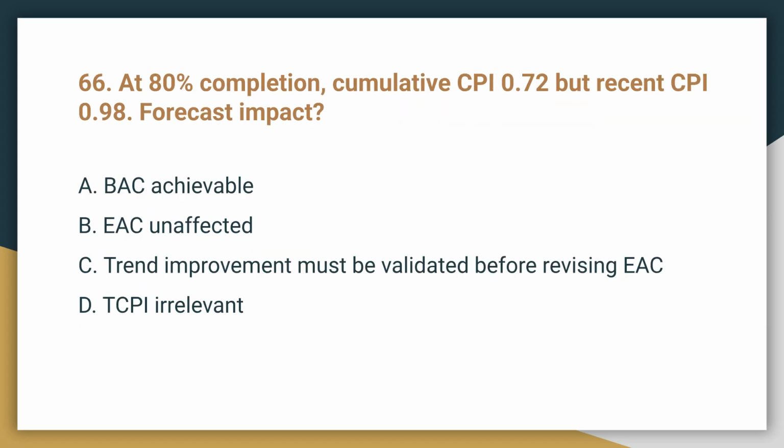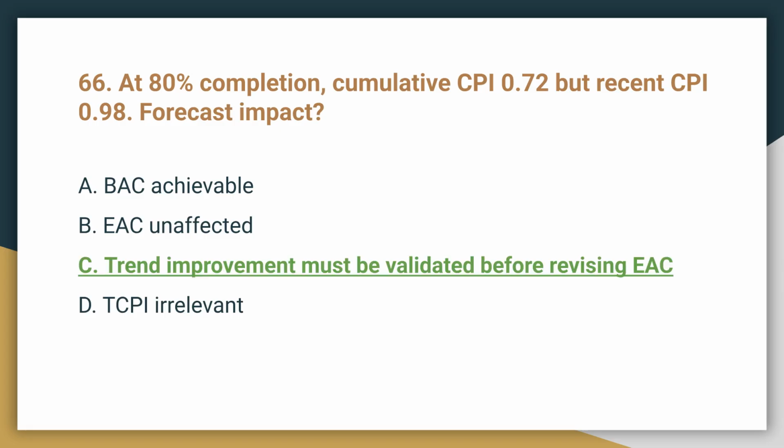Question 66. At 80% completion, the cumulative CPI is 0.72, but the recent CPI is 0.98. What is the forecast impact? The forecast impact is that trend improvement must be validated before revising EAC. A brief recent improvement may not overcome a large cumulative deficit, requiring trend validation.